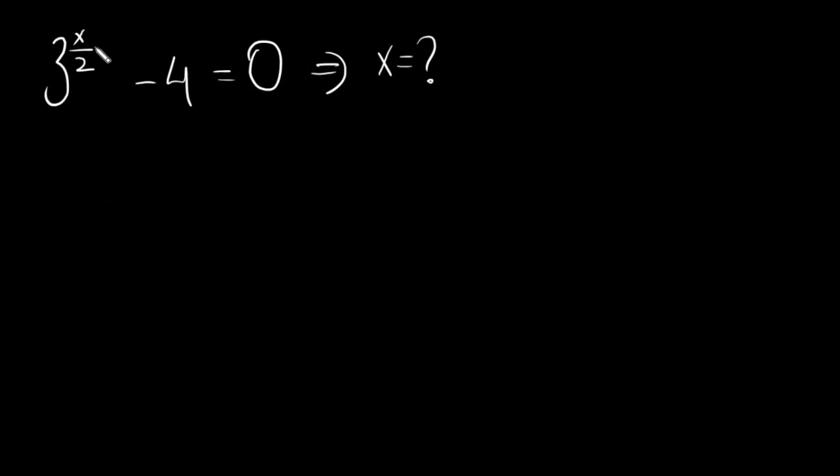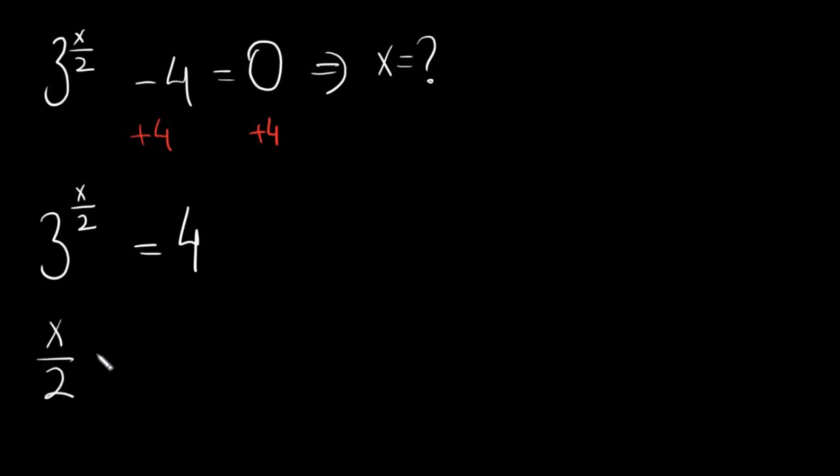Alright, so let's find the value of x in this case. First of all, we need to add 4 to both sides. So what we're going to get is 3 to the power of x divided by 2. -4 and positive 4 will be cancelled out, so 0 plus 4 will be 4. So 3 to the power of x divided by 2 is equal to 4. So that means the exponent, x divided by 2, is just going to be equal to log base 3 of 4.